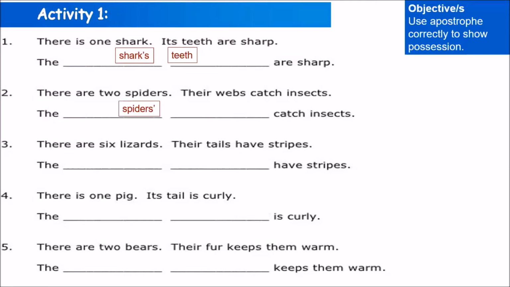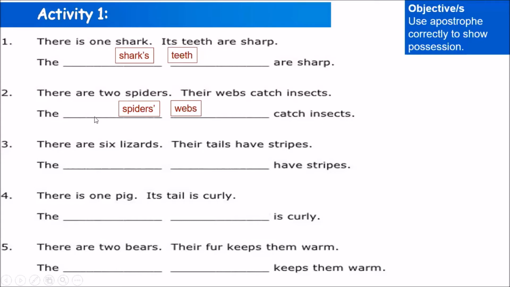What does the spider own? What does it have? Okay, they have webs. So we write here webs. Again, you start with the owner and then the object they own. So in this case, the spiders' webs catch insects.